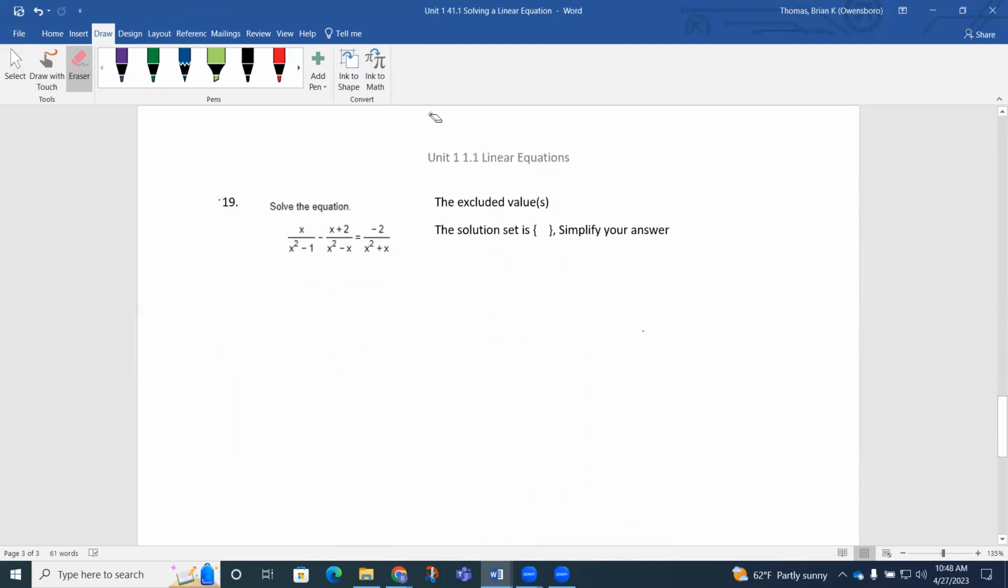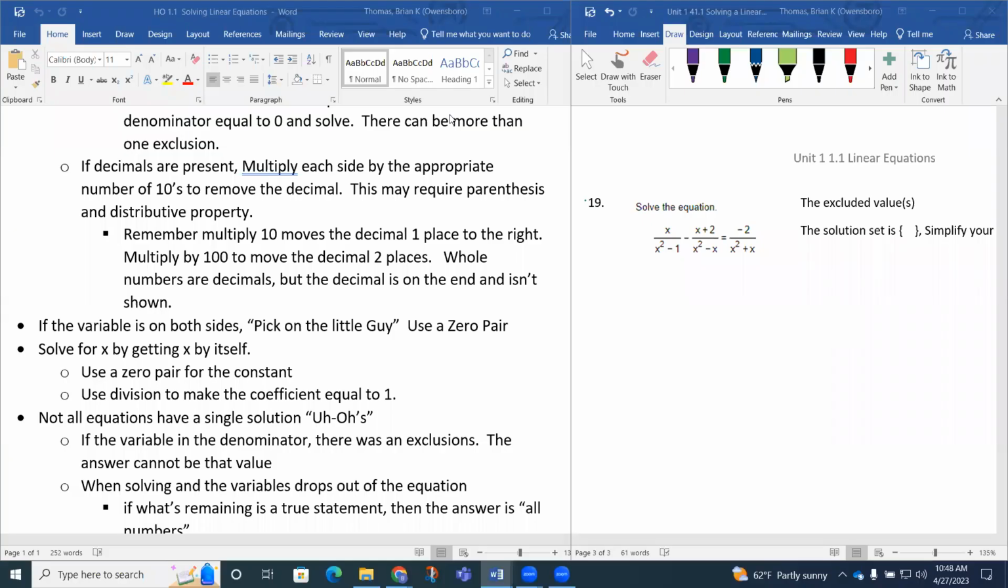So to solve this equation, let me pause for a second here. So again, to solve this equation, the first thing we have to pick up on is there are excluded values because the variables are in the denominator. So what we want to do is set each one of these denominators equal to 0. So we're going to have x squared minus 1 equal to 0. We're going to set x squared minus x equal to 0. And we're going to set x squared plus x equal to 0.